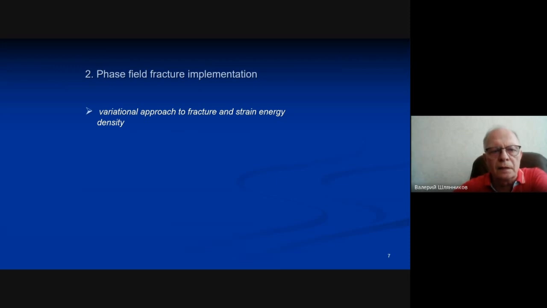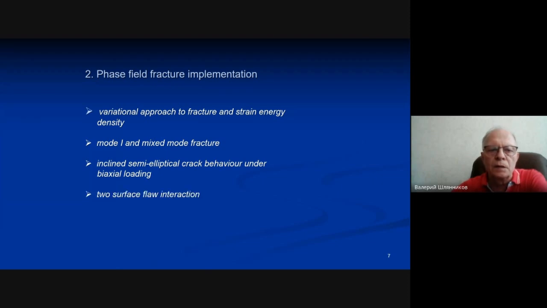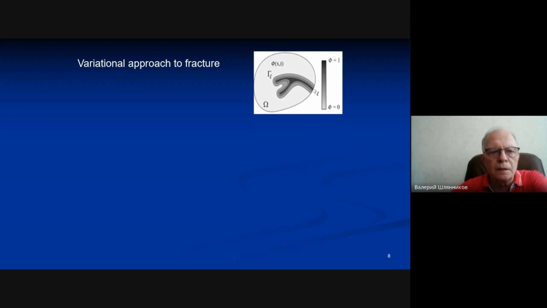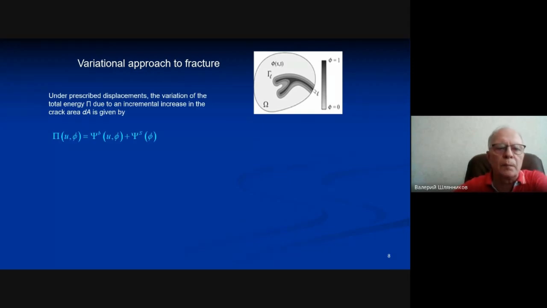In this section, I will show a short introduction to this method and several examples of numerical implementation: mode 1 and mixed mode fracture, biaxial loading conditions, surface flaw behavior, and one example of practical application. As you know, the theoretical basis of the phase field fracture method is Griffith's energy balance, the balance between crack driving and crack resistant force.